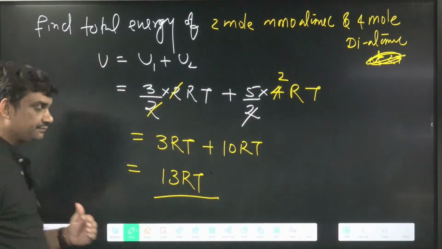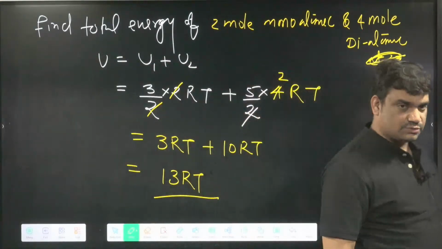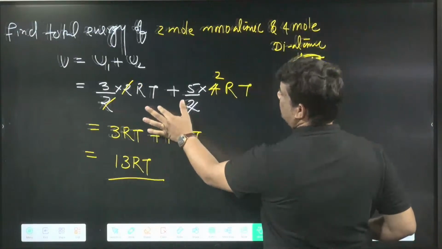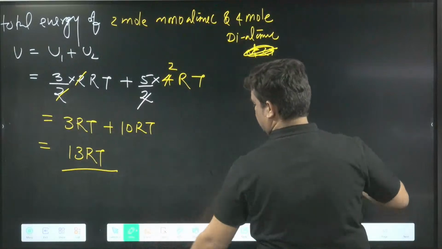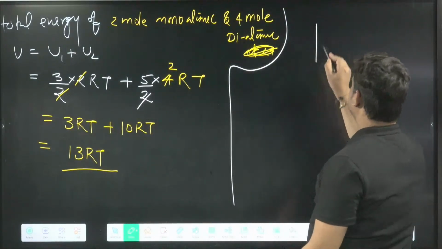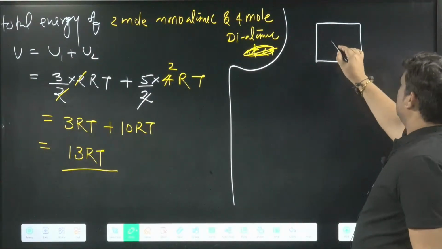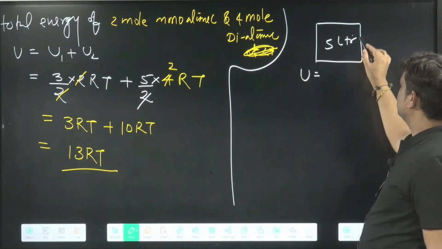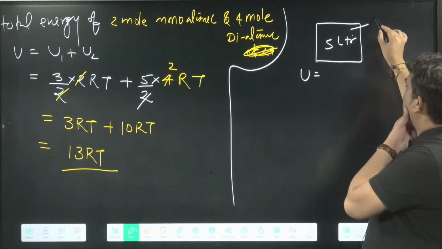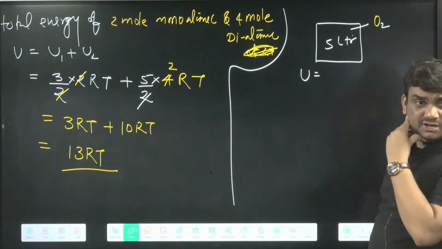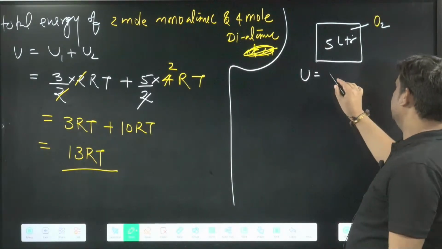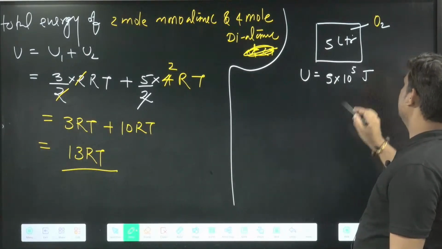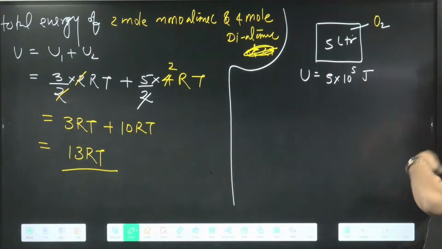Now we have the next question. If they have given the pressure and volume, like in this box, the volume is 5 liter, and they give the energy. Suppose 5 liter of oxygen is given, and the energy is 5 into 10 power 5 joule. Then we need to find pressure.